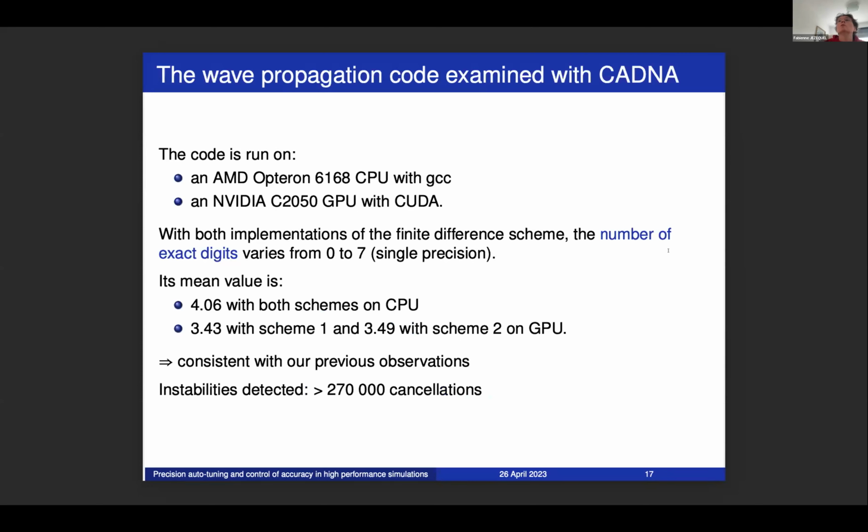And so we run the code with CADNA on CPU and on GPU. With both implementations of the finite difference scheme, the number of exact digits varies from 0 to 7. 7 is the maximum because we are in single precision. And the mean value of the number of correct digits is about 4 on CPU and about 3.5 on GPU. These results are consistent with our previous observations. CADNA has also detected numerical instabilities, more than 200,000 cancellations. Cancellations are subtractions of close values affected by rounding errors, as I said previously. That is not surprising because here we use a finite difference scheme, and with this scheme, we very often subtract close values.